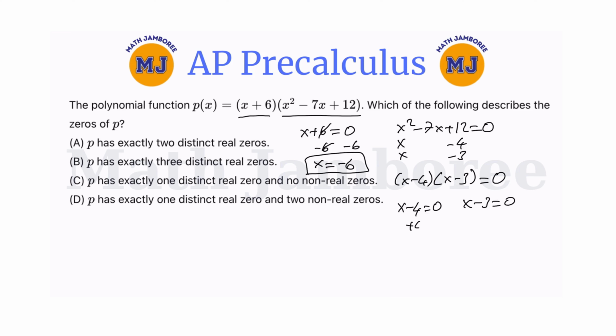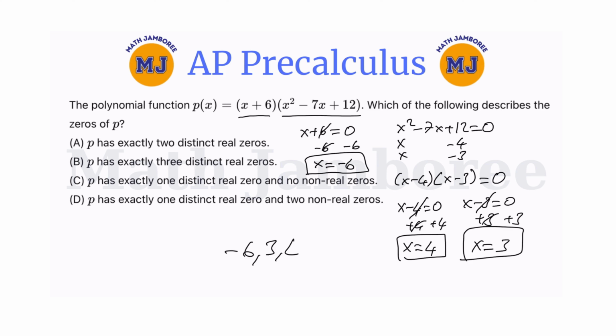When you add 4 here, you get 4. And add 3 to both sides to isolate the x, we get 3. So negative 6, 3, and 4 are the real zeros of the polynomial function, which means we have 3 distinct real zeros. The choice B will be the correct answer for this question.